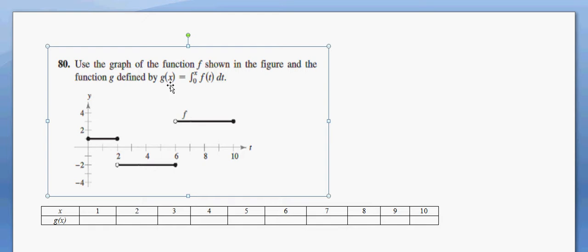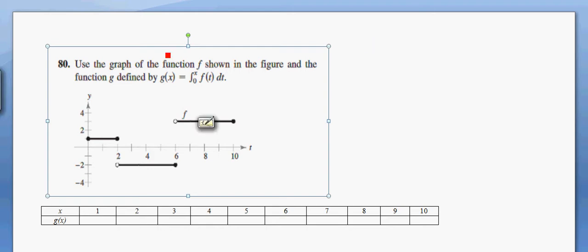So the key idea here is you are given the definition that g of x is the definite integral from 0 to x of f of t dt, which we've seen this kind of function before. This was defined when we were talking about the second fundamental theorem of calculus.